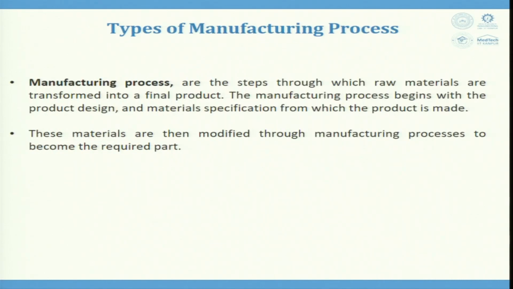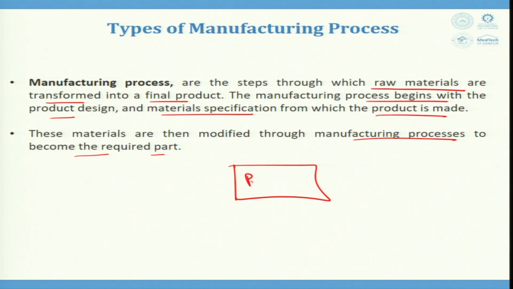Then types of manufacturing processes. Manufacturing process as a definition are the steps through which raw materials are transformed into final product. The manufacturing process begins with the product design and material specification from which the product is made. These materials are then modified through manufacturing processes to become the required part. We have a process that is known as manufacturing process. The input is maybe the CAD model or the material that gives us the products.